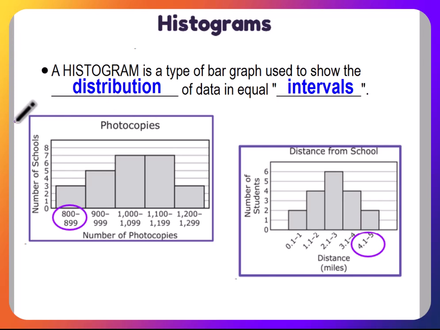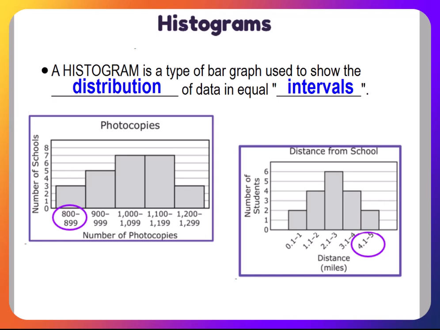Okay, so a histogram is a type of bar graph used to show the distribution of data in equal intervals. Intervals is your clue word there. Sometimes you have so many pieces of data in your data set that you can't put it on a dot plot. You can't put it in a stem and leaf plot. You need a way to organize the data to where you can see it, and that's by using intervals.